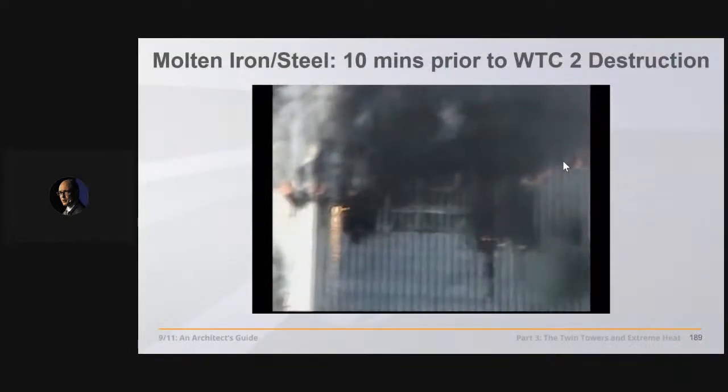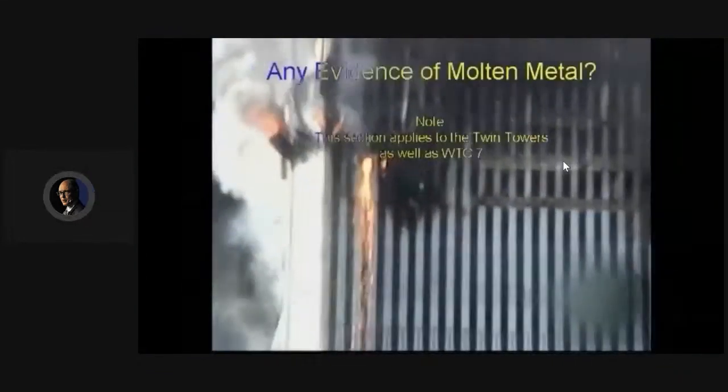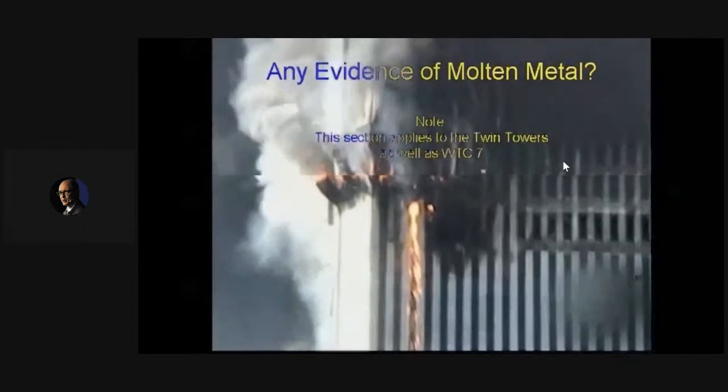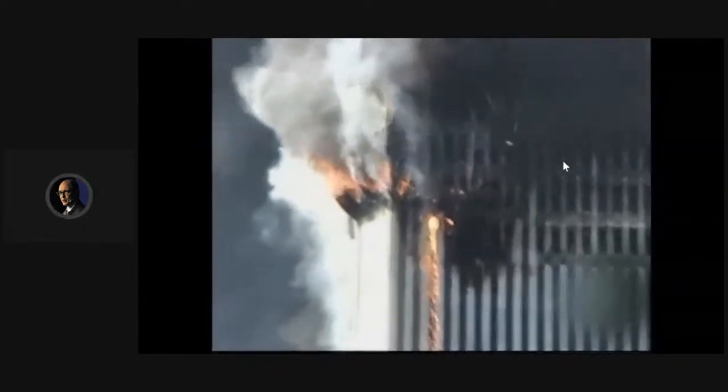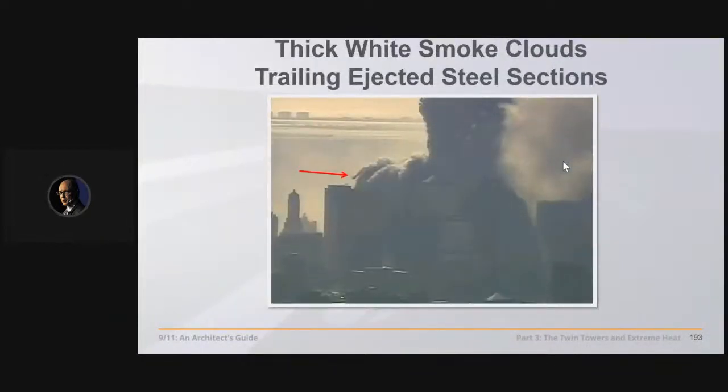And a characteristic burn pattern, a whitish cloud of aluminum oxide ash, like we see rising off the liquid molten iron. And like we see trailing these thick white smoke clouds, trailing these 4 and 8 ton structural steel units that are freely flying back and forward. Structural steel is not flammable, so it's not on fire from the office fires or the jet fuel. So what's it on fire from?